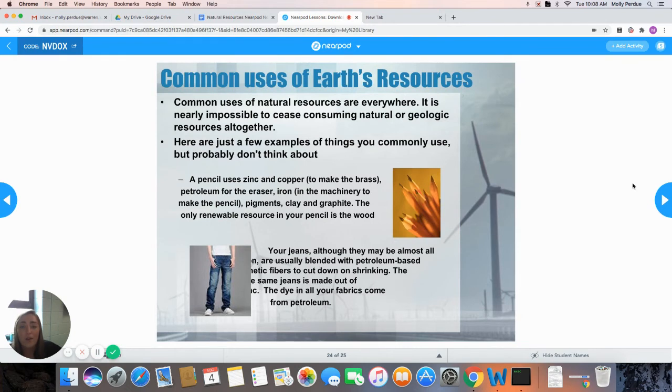One, a pencil uses zinc and copper to make the brass at the tip of the eraser, petroleum for the eraser, iron in the machinery to make the pencil, pigments, clay, and graphite. The only renewable resource in your pencil is the wood.